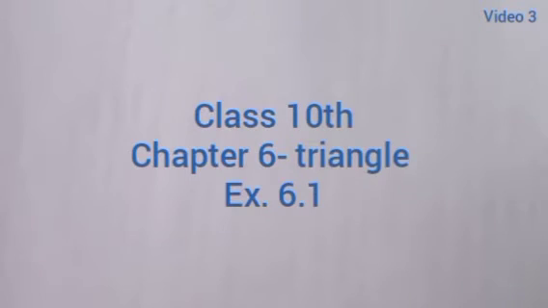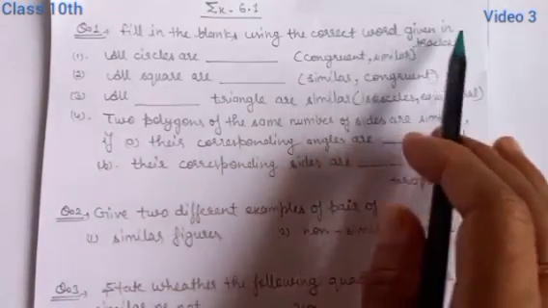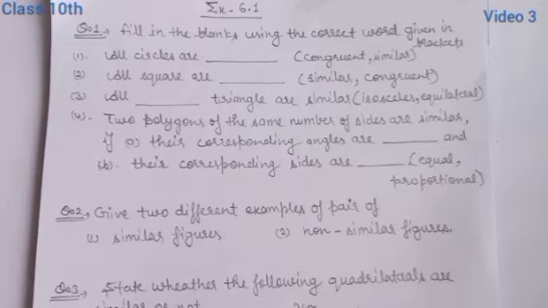So students, we observe that if the corresponding sides are in ratio, meaning proportional, then the shapes are said to be similar, otherwise not. Start exercise 6.1. Question number 1: fill in the blanks using the correct words given in brackets. Part 1: all circles are dash. All circles are congruent or similar? Yes, these are similar. I already taught you in today's first video.